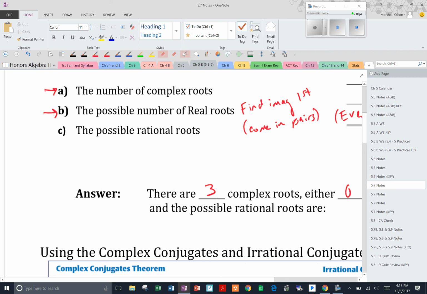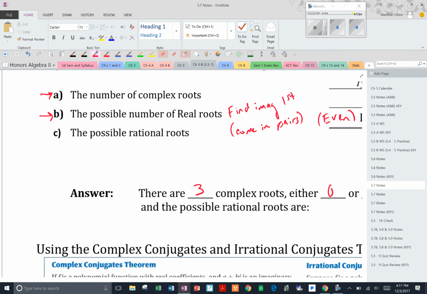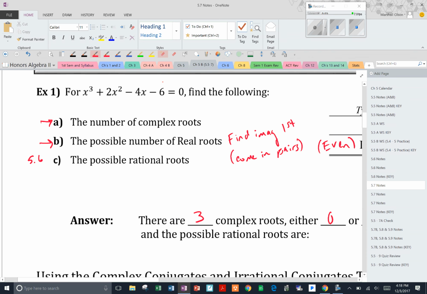Now, the possible rational roots, that is from section 5.6, the rational zero theorem. That's where we found the values of p and q, where p was the factors of the constant and q were the factors of the leading coefficient, which is 1. Well, in this case, p over q is going to be equal to just p, since q is 1. So all of our p-values would be the factors of 6. Positive negative 1, positive negative 2, positive negative 3, and positive negative 6.